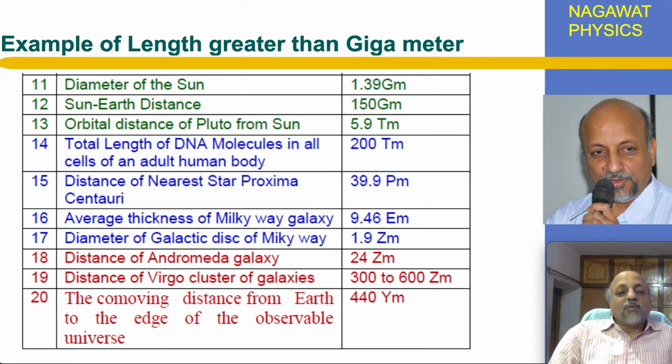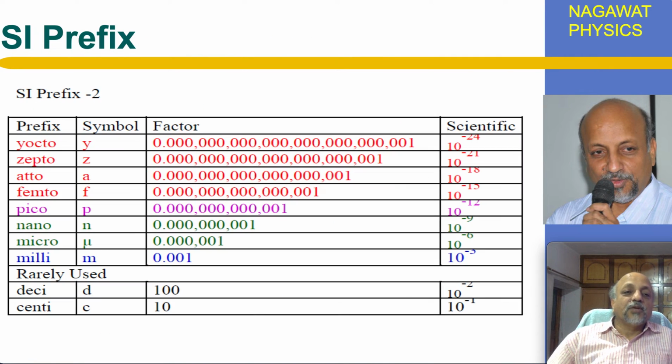And as I pointed out earlier also, the size of the universe can be expressed in terms of the co-moving distance between the Earth and the edge of the universe, and it is 440 yottameter. So a very big value, 440 into 10 raised to power 24 meter, the biggest.